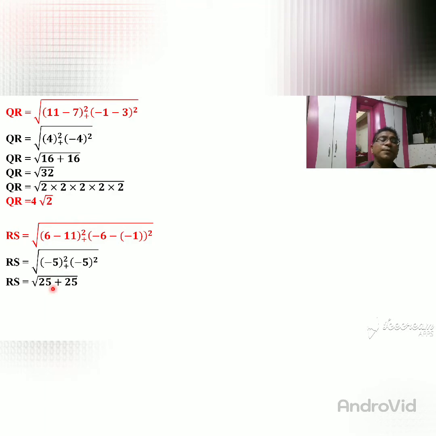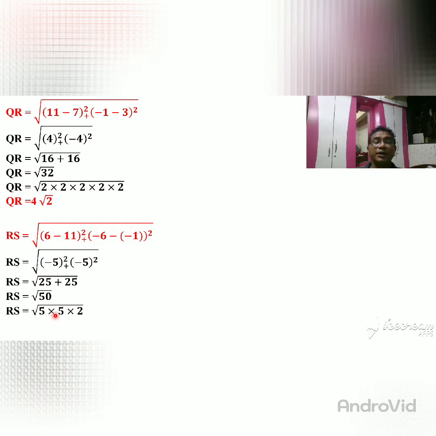So 25 plus 25. This is the distance RS. 25 plus 25, so what do you get? Here you are getting 50. So distance RS is equal to 50. So 50 is again not a perfect square number. So you factorize 50 in such a way that one number's square root can be obtained. So 25 2s are 50. So here they have factorized 50: 5 into 5 is 25, 25 2s are 50. So 25 square root is 5. So here I write 5 root 2. So distance RS is equal to 5 root 2.